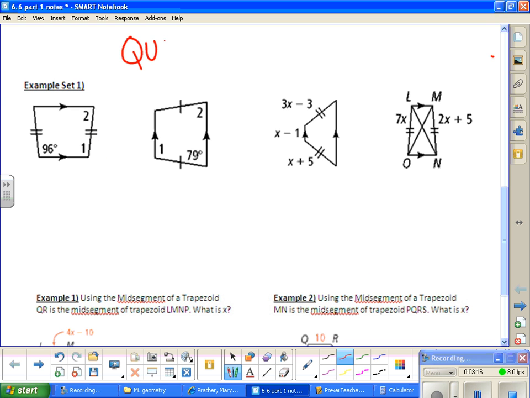So remember, a quadrilateral equals 360 degrees. So let's look at example 1, these 4 problems. Here I have a trapezoid, and it is an isosceles trapezoid because these symbols here tell me that these sides are congruent. So these are your legs, and these are your bases. How do I know it's the base? Because the bases are parallel to each other.